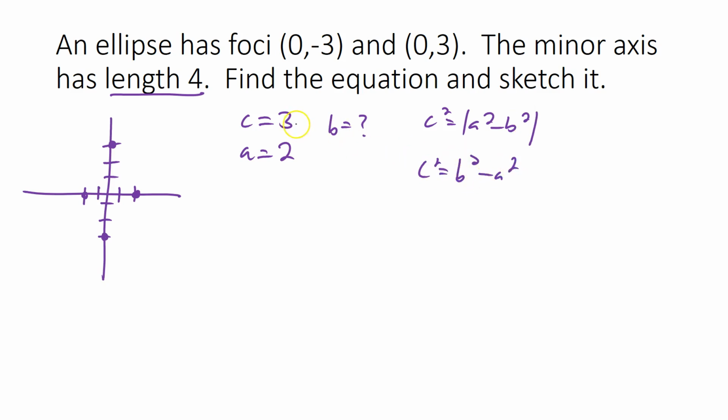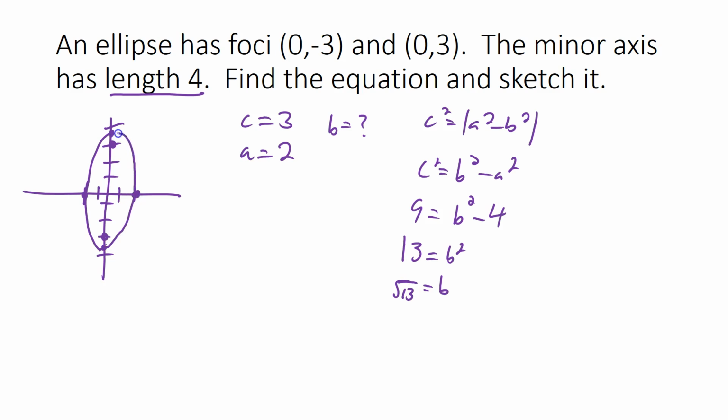Now we plug in what we know. C is 3, so we have 9 is equal to b squared minus a squared, which is 4. So we add 4 to both sides. We have 13 is b squared. That means b is the square root of 13. Okay, so b is the square root of 13. That's something between, what, 3 and 4? So 1, 2, 3, here's 4. So b is going to be somewhere up there and somewhere right there. Okay, so here's our ellipse. I mean, very skinny. That's what happens when those foci get really close to the edge like that.